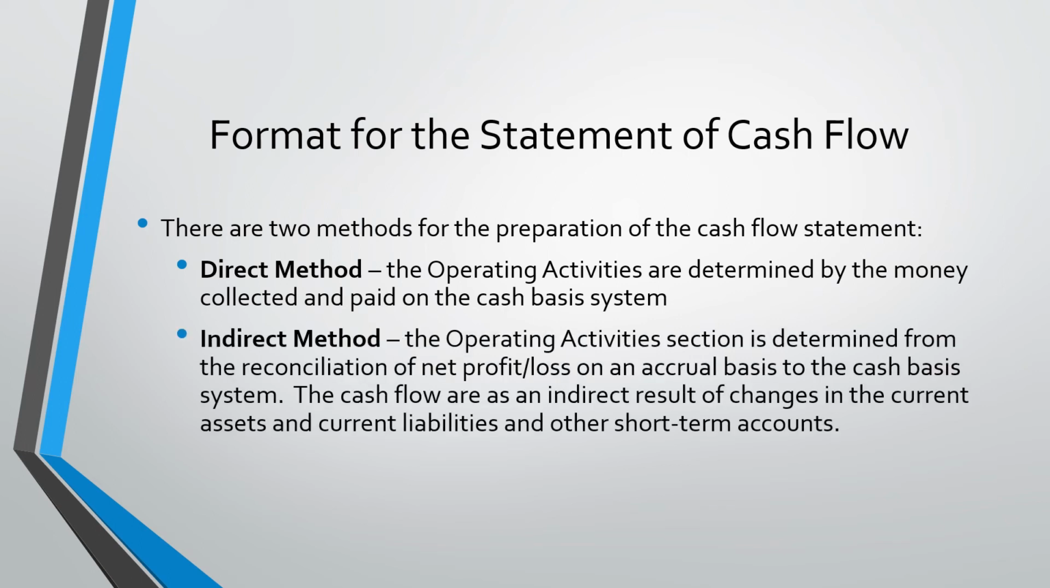And you also have the indirect method. In the indirect method, the operating activities section is determined from the reconciliation of the net profit or loss on an accrual basis to a cash basis system. So the cash flows are an indirect result of the changes in the current assets, current liabilities, and other short-term accounts. In our course, we will be using the indirect method when dealing with the operating activities section of the cash flow statement, and not the direct method. So our demonstrations will show the indirect method.